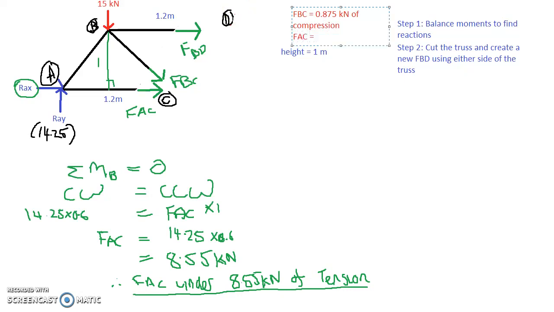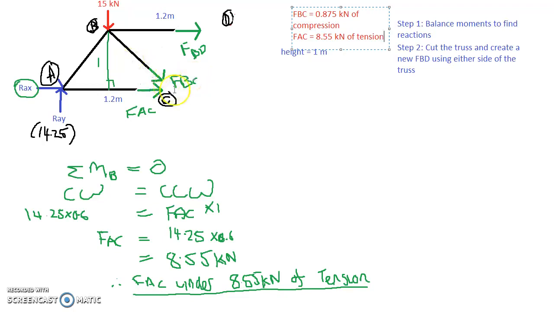FAC was 8.55 kilonewtons of tension. All right, too easy. Now let's find our final one, FBD. We could do this a couple of ways.